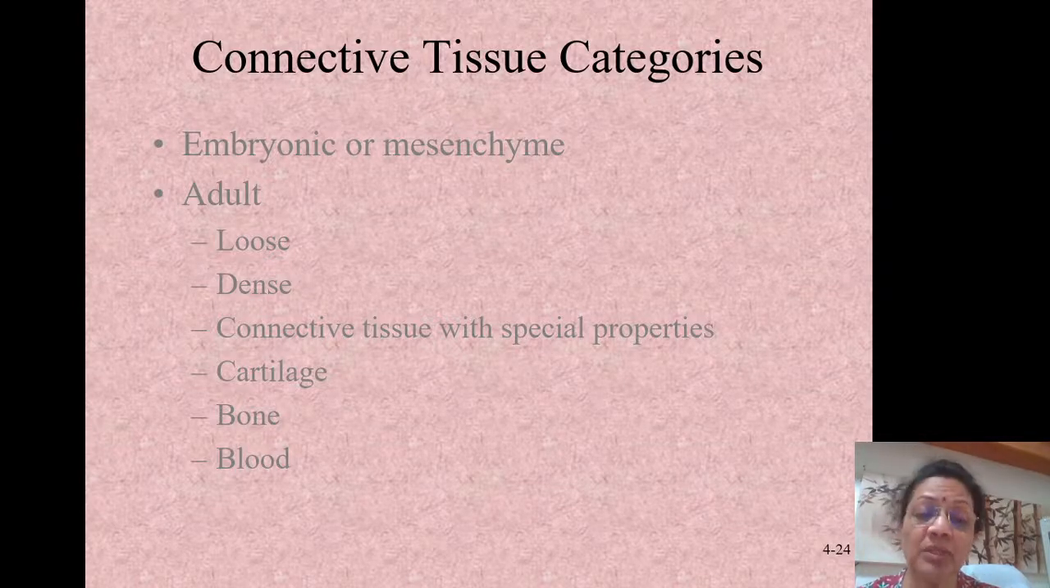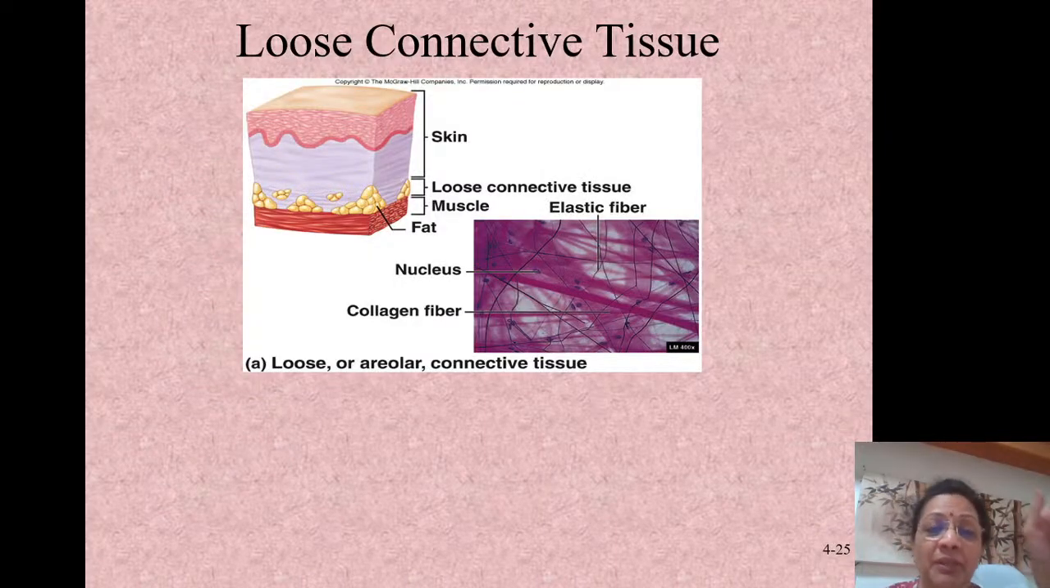Same thing for bone, same thing for blood. We will study those in as specialized categories of connective tissue. So coming back to the first one, that is loose connective tissue. One of the places where we see it is in this underlying layer.